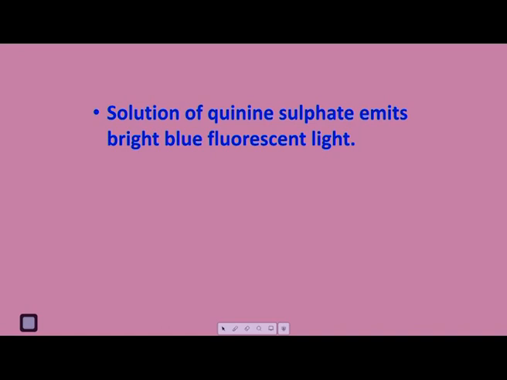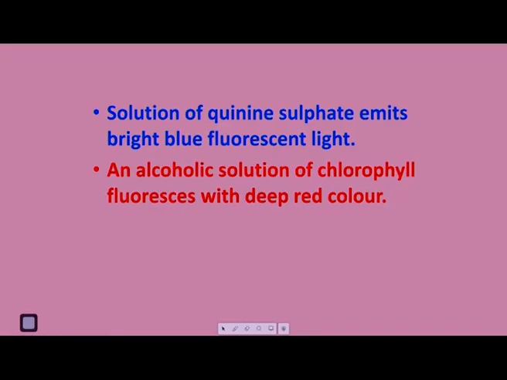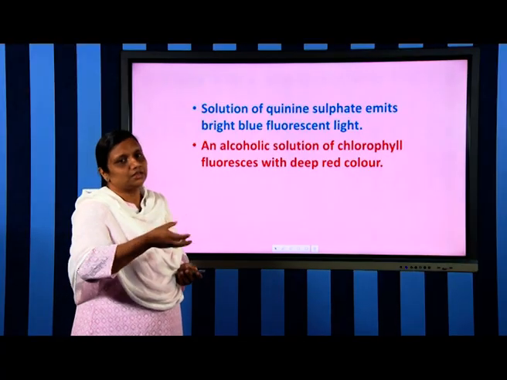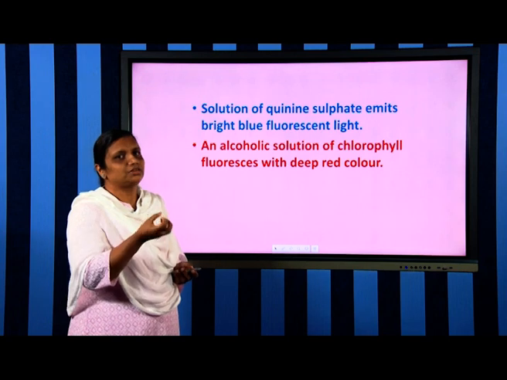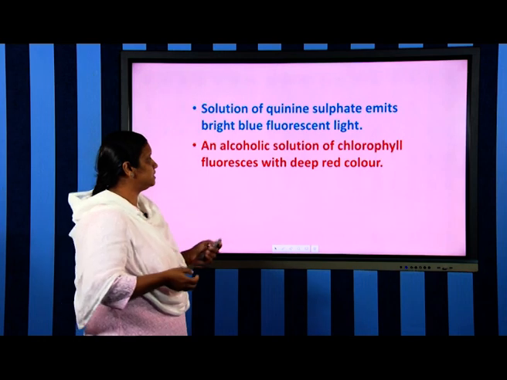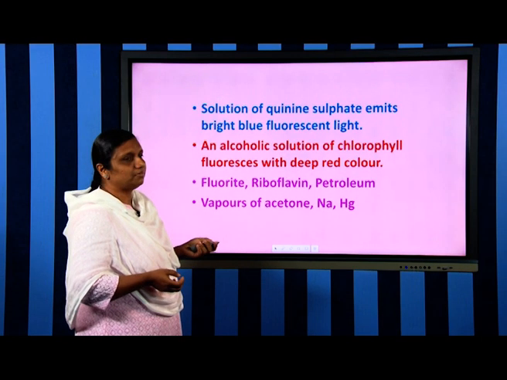Now, examples of compounds which are fluorescing in nature, you have the solution of quinine sulfate, which emits bright blue fluorescent light. Then you have alcoholic solution of chlorophyll, which fluoresces with deep red color. This you can try out in your lab. You take a leaf, crush it, extract the chlorophyll, the green, and then you expose it to light, you can see deep red color. Another example, fluorite, riboflavin in petroleum, they also fluoresce, and vapors of acetone, sodium and mercury.